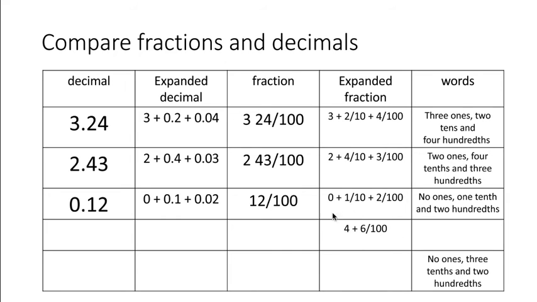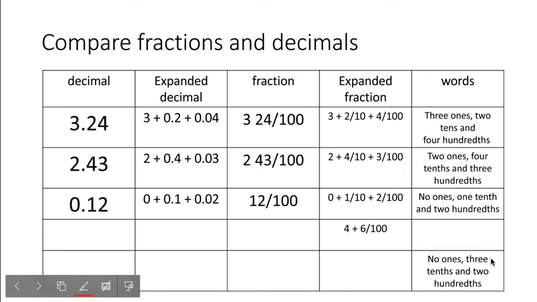Again, if I start with the expanded fraction, I've got 4 whole ones and 6 hundredths. I could fill out any of these, whichever one you find easier is the one you can start on. I'm going to start on the decimal again. I'm going to say I've got 4 whole ones, 0/10 and 6 hundredths. So I would have 4.06. I can then change it to 4 plus 0.06, 4 and 6 hundredths. And I can finally write it as 4 ones and 6 hundredths.